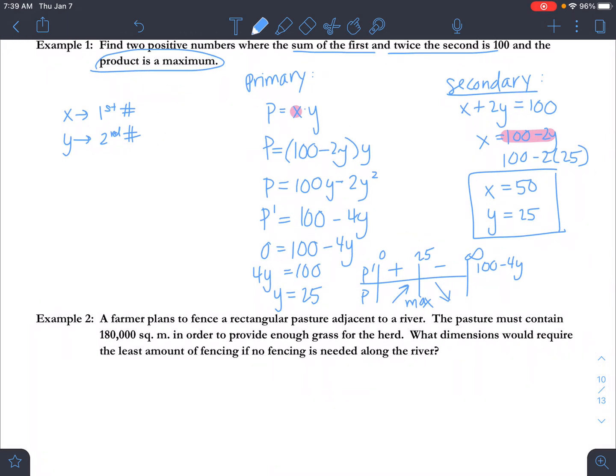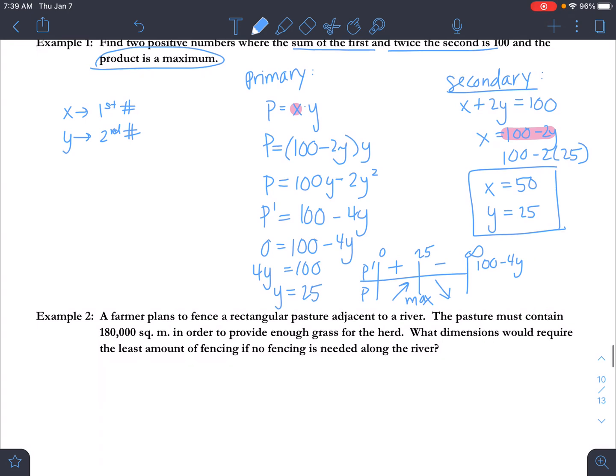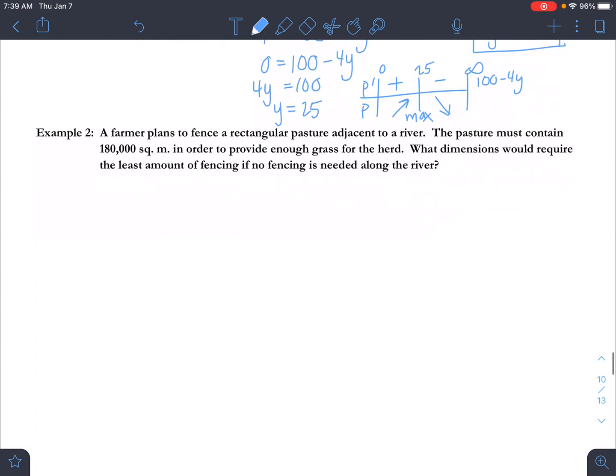And let's try out the second one. It says a farmer plans to build a rectangular pasture adjacent to a river. The pasture must contain 180,000 square meters in order to provide enough grass for the herd. What dimensions would require the least amount of fencing? Least amount meaning the minimum amount of fencing, if no fencing is needed along the river. Well, first of all, least amount of fencing, we're talking about perimeter here, right? The perimeter of this pasture, or whatever we're using for fencing, that's how we'd find how much fence we need. And that is going to be the primary equation, perimeter.